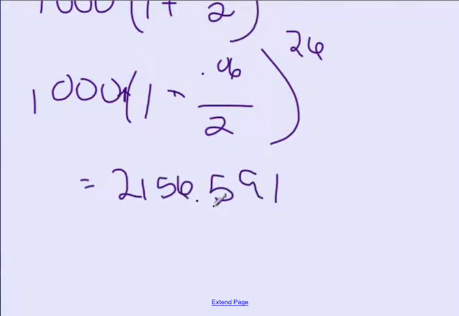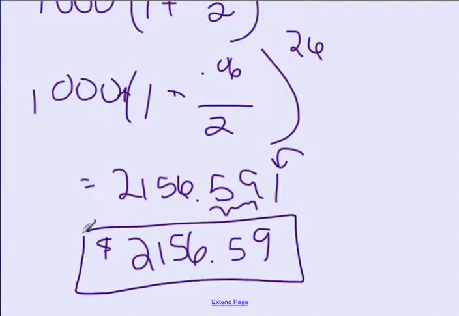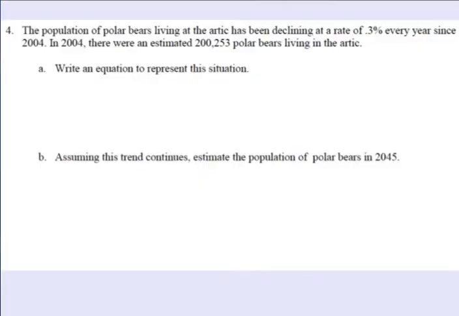2,156.591. So when we talked about money, we said, okay, you need to round it to 2 decimal points. Well, when I look at that third decimal point, I see that it's 5 and under 5, so that means that I can just cut this off and leave it as 0.59. So again, money means you need to use 2 decimal points. So now let's go ahead and take a look at number 4.